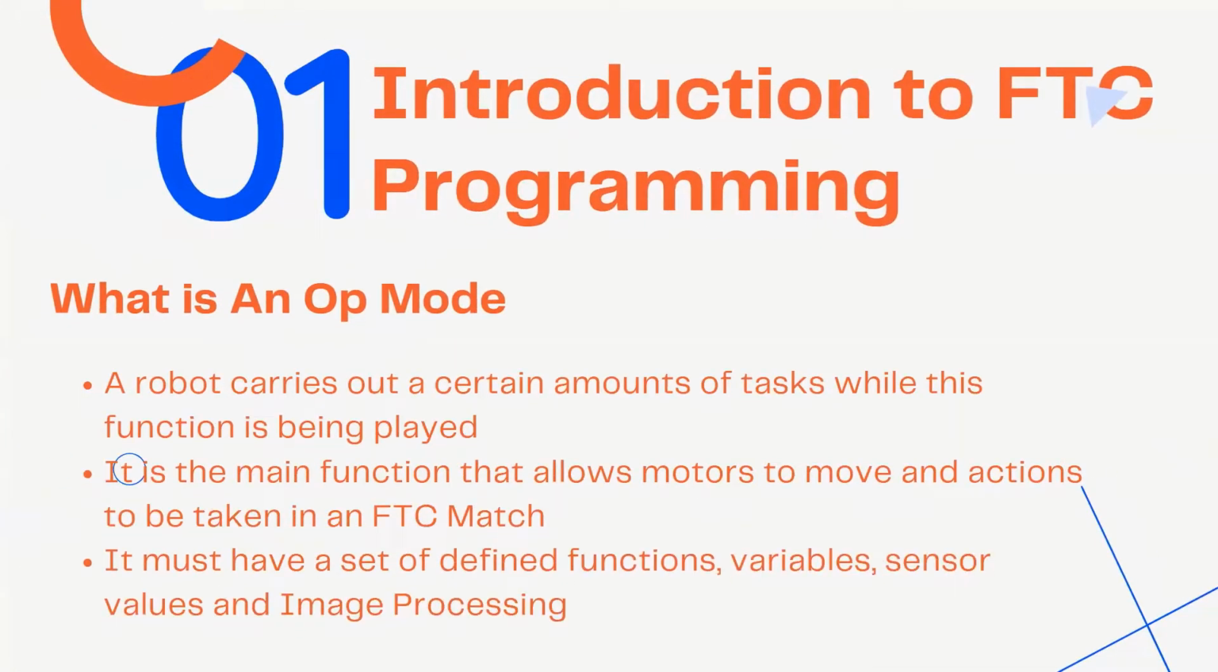Introduction to Programming in FTC. What is an op mode? During an FTC match, a robot must accomplish multiple tasks and score points in order to get a higher rank. For example, for reaching a total of 71 points, a robot taking up a challenge in the Ultimate Goal season must place 2 wobble goals, shoot 3 rings in the top goal, and park. For this, it must have a set of defined functions, variables, sensor values, and image processing. To make this easier, more convenient, and organized, there is a specific function called the operational mode, or op mode, where whatever is present in this function will be run by the robot.